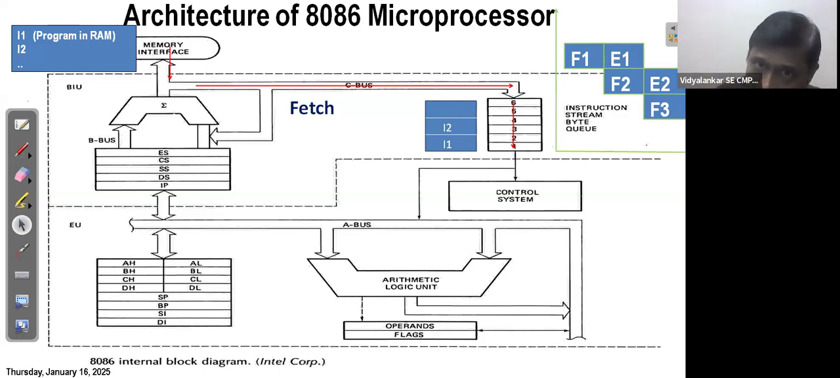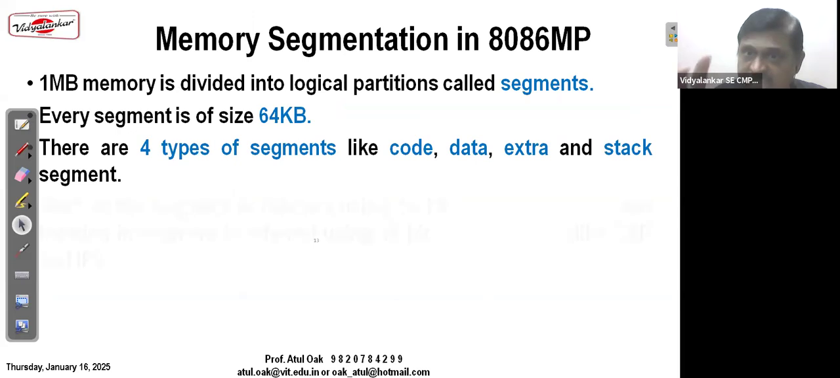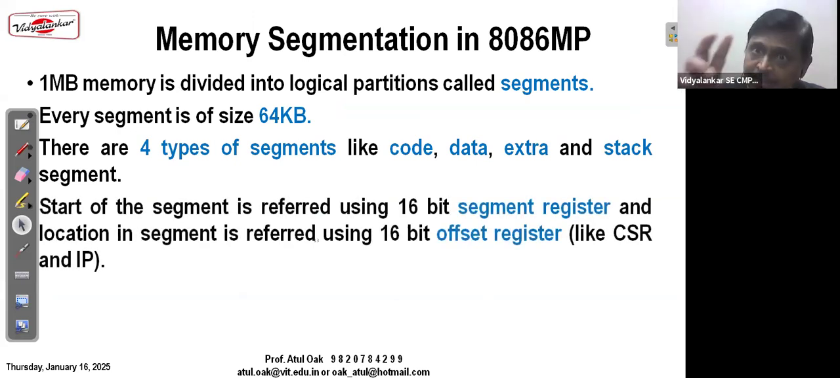Just for your information, 64 KB into 16 is 1 MB. I again repeat, 64 KB into 16 is equal to 1 MB. मतलब 1 MB में टोटल 16 सेगमेंट्स आर पॉसिबल. ऐसे कितने सेगमेंट्स आप बिठा सकते हो? 16 सेगमेंट बैठ सकते हैं. 4 कोड सेगमेंट, 4 डेटा सेगमेंट, 4 एक्स्ट्रा सेगमेंट, 4 स्टैक सेगमेंट, टोटल 16 मैक्स.